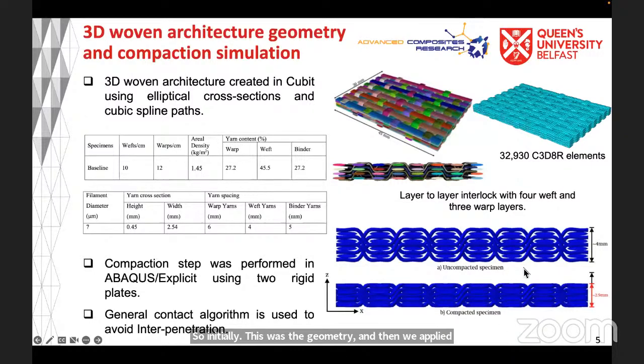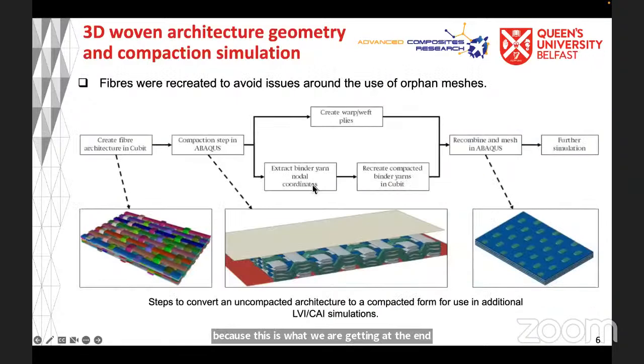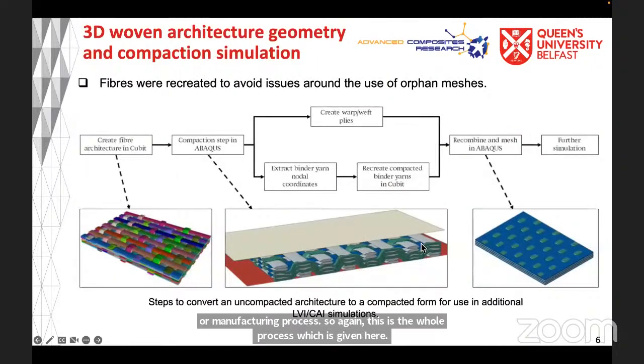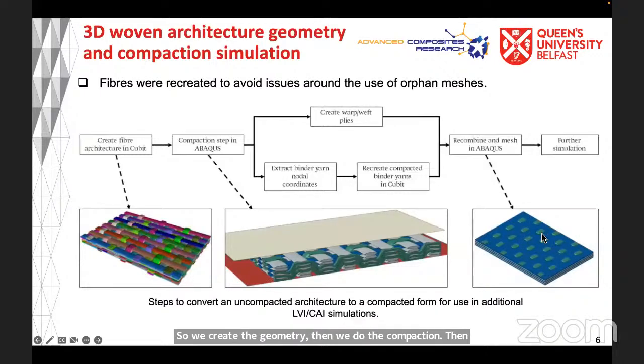And as you can see, it looks like this. We are doing this because this is what we get at the end of our manufacturing process. So again, this is the whole process which is given here. We create the geometry, then we do the compaction, then we create a final geometry for the impact simulation, and also for the compression after impact simulation.